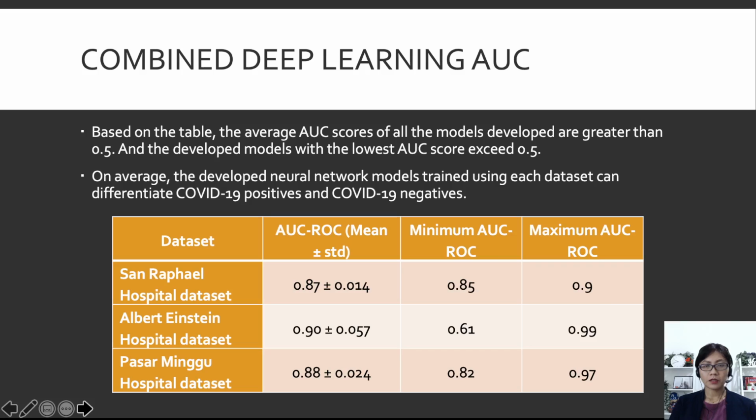Based on the table, the average area under the curve scores of all models developed are greater than 0.5, and the developed model with the lowest area under the curve score also exceeds 0.5. On average, the developed neural network model trained using each dataset can differentiate COVID-19 positive and COVID-19 negative.